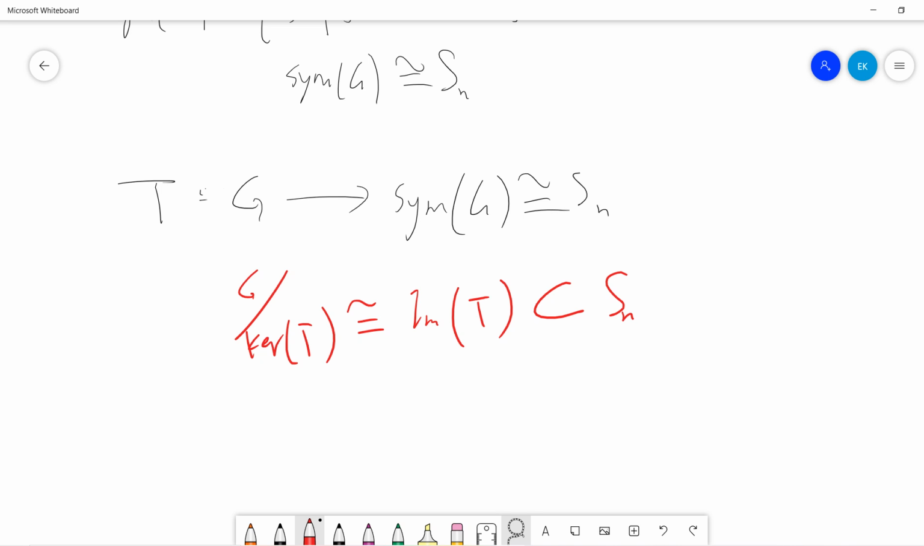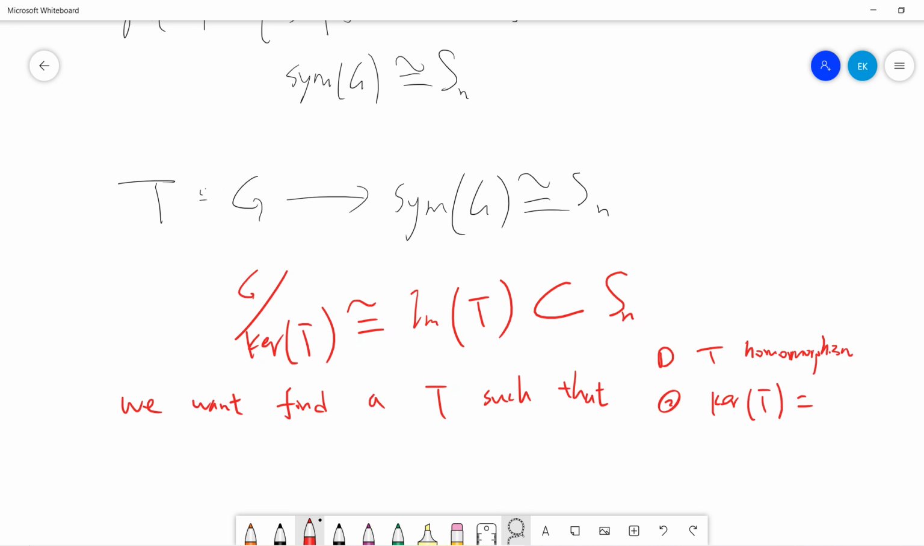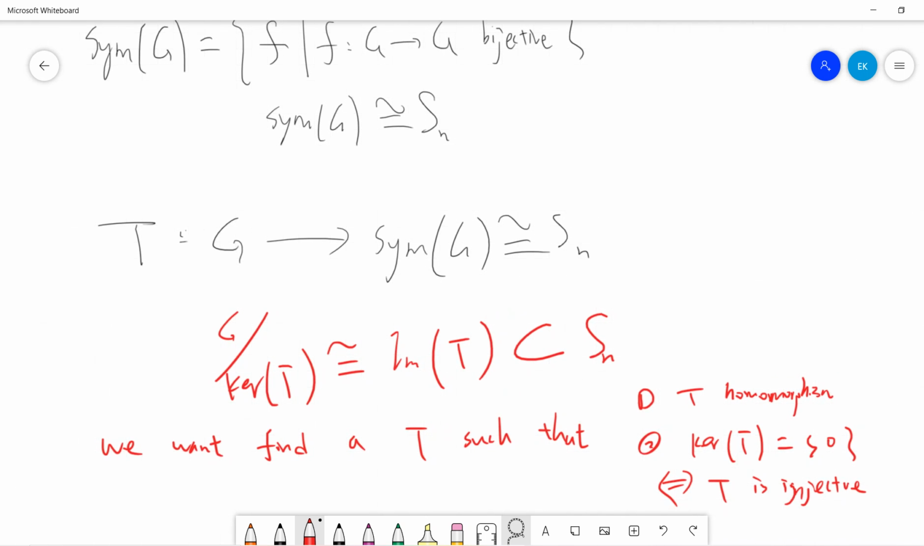So we want to find such a T. First, T must be a homomorphism, in order to use this theorem. And second, the kernel of T should be trivial, that is, really 0. It means that T is injective.